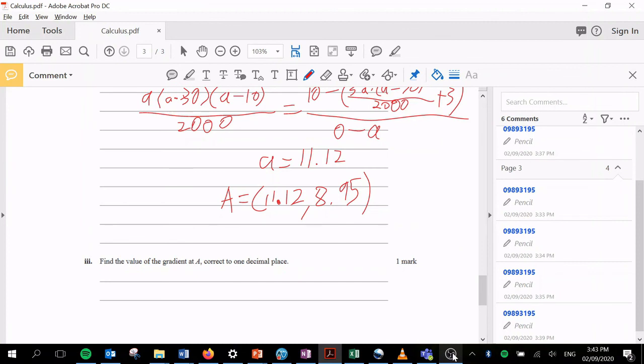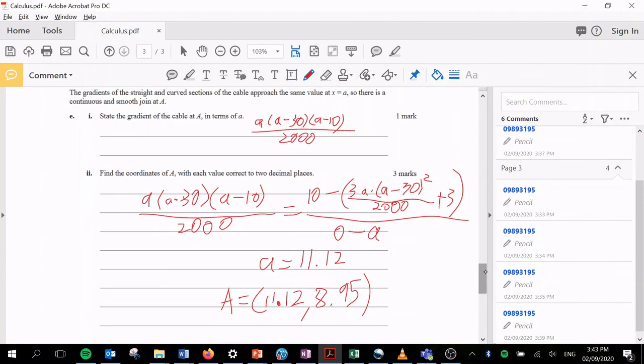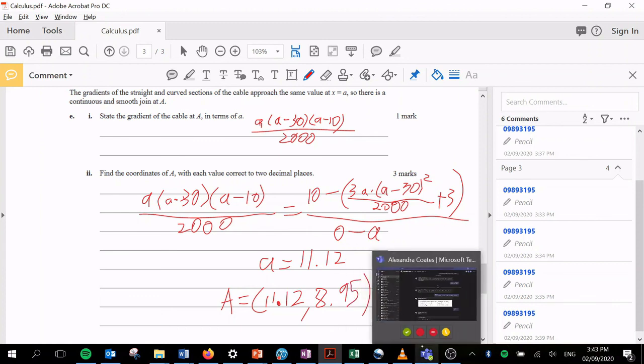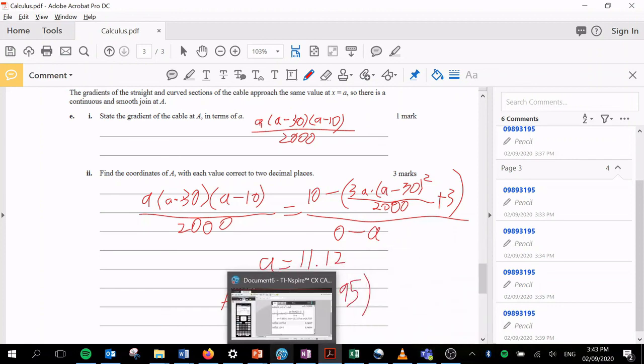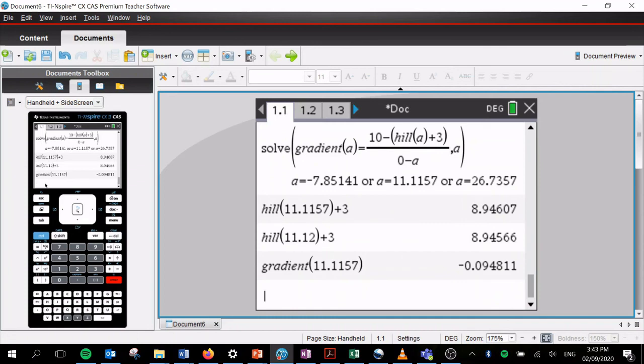So the last part of this question just wants us to find the value of the gradient at capital A, correct to 1 decimal place. This is pretty simple. We can use either the gradient for the curved section here on the left, or the gradient for the straight section here on the right. I'm going to use the gradient for the curved section just because I already have a function for that defined in my calculator. So I can just type gradient, my predefined function of 11.1157. Again, we're still using the unrounded version because that's a more accurate way to do things. We get negative 0.0948.